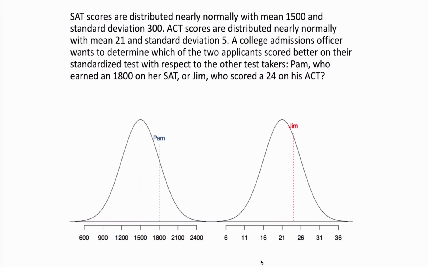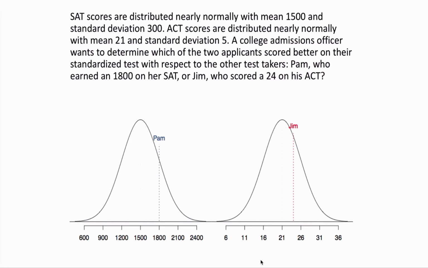Doesn't matter though. SAT scores are distributed nearly normally with a mean of 1500 and a standard deviation of 300. ACT scores are distributed nearly normally with a mean of 21 and a standard deviation of 5. A college admissions officer wants to determine which of two applicants scored better on their standardized test with respect to the other test takers. Pam, who earned an 1800 on her SAT, or Jim, who scored a 24 on his ACT.